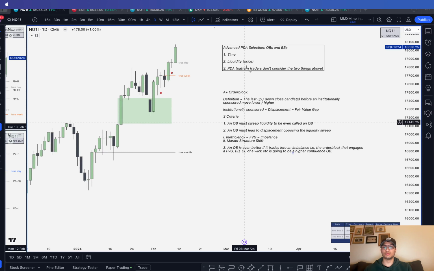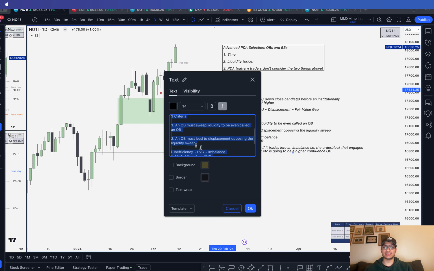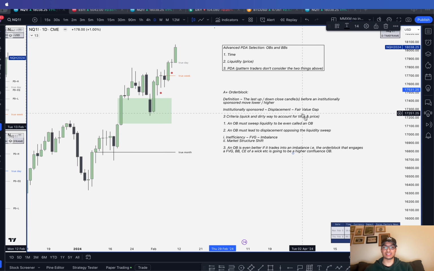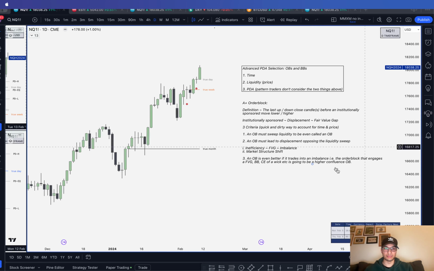But all we have to know for now is, does it meet our 3 criteria? This is where we become pattern-like and we look for things on the chart. Does it meet our 3 criteria? Yes. What you'll notice is that these criteria are the quick and dirty way to account for time and price. If you just consider these criteria, you've now accounted for the 2 things above that are more important, which are the context. If you look for these things, you're now giving yourself a way to be a pattern trader who considers the most important part of the market, which is liquidity and time. Okay, fantastic. That's order blocks that are A+.